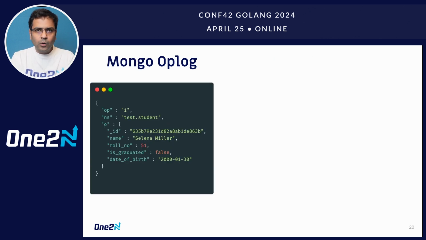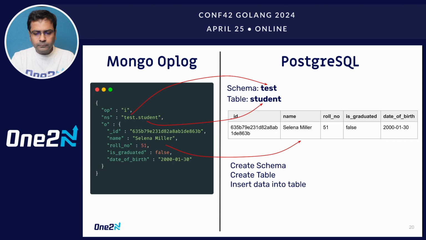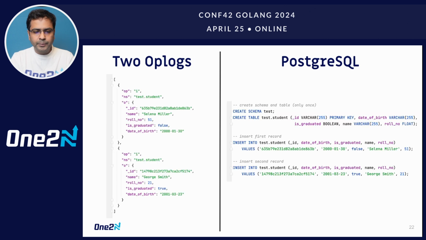So this is how our Mongo oplog looks. Here is how the corresponding Postgres database table would look. Similarly, you've got this namespace and you've got the table, so that translates into database, schema, and table name in Postgres. The data gets translated into a particular table. So to be able to move this data from Mongo to Postgres, we are going to have to create a schema, create a table, and then insert data into that table, right? Once we insert this data, this is what it looks like, where we have the schema, the table, and the insert statements.